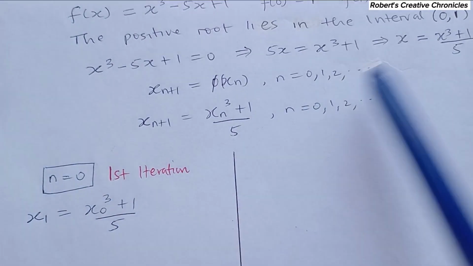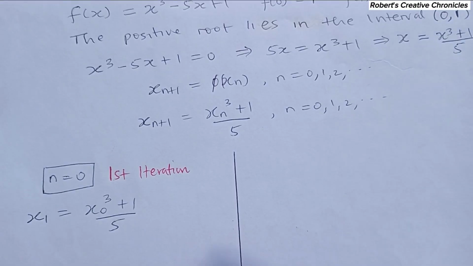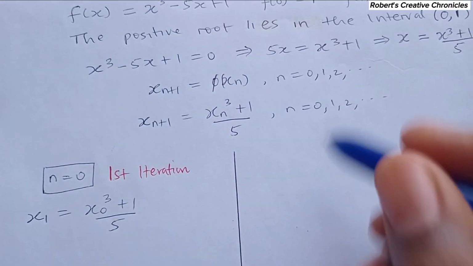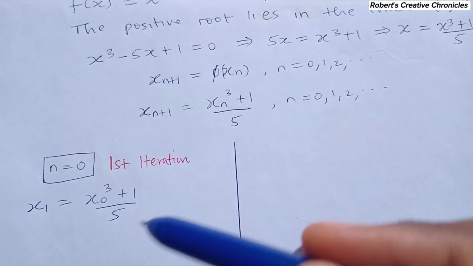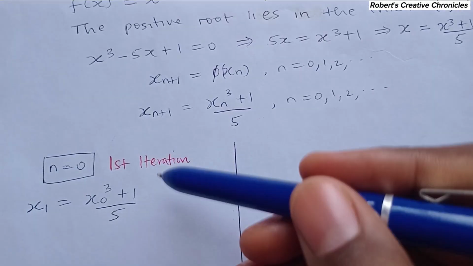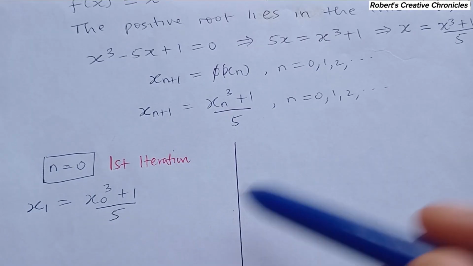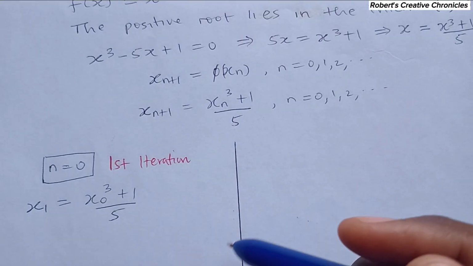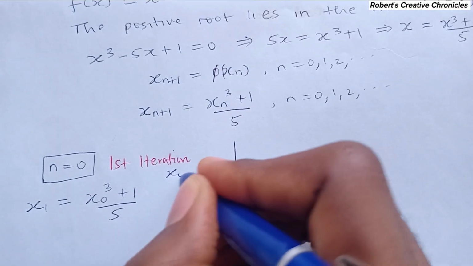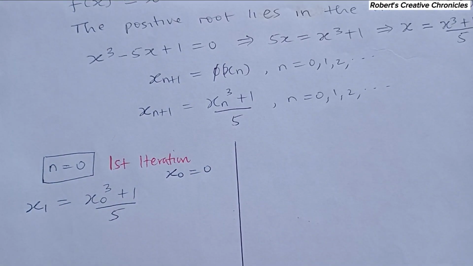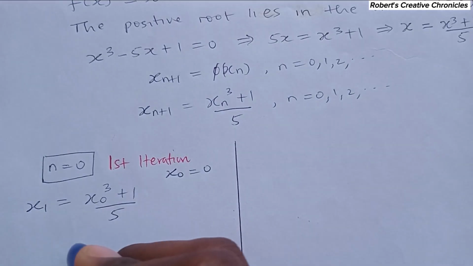So let's use x0 is equal to 0. If you use x0 is equal to 1, you still get the same final answer, but your workings along the line will be different from the person that takes the other one. So now our value x0, let me write it. x0 is equal to 0. So this becomes what?